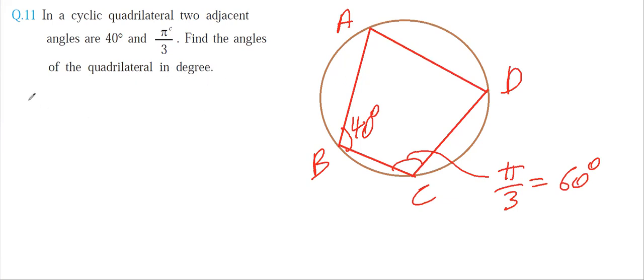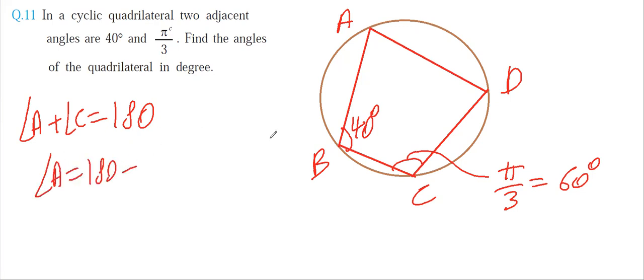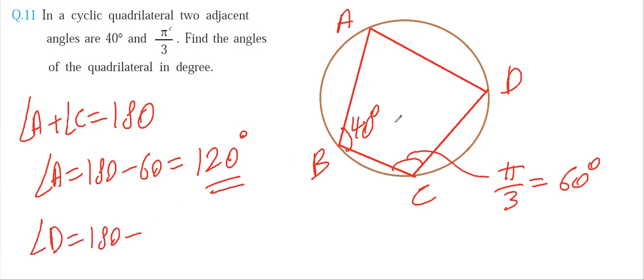It's so easy. I know angle A plus angle C is equal to 180 degree. Why? It's a property of cyclic quadrilateral. So angle A will be 180 minus angle C, which is 60 degree. So angle A comes out to 120 degree. Similarly, angle D will be 180 minus angle B, which is 40 degree. So that comes out to 140 degree. So find the angles of the quadrilateral in degree: one is 40, second is 60, third is 120, and fourth is 140. Understood?